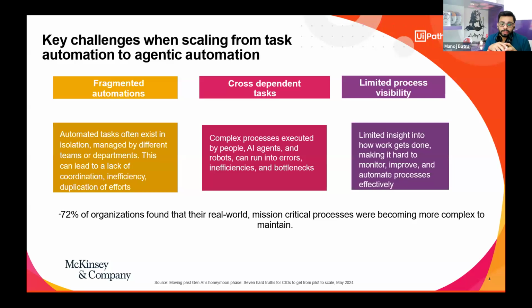Maybe I can give you an example. Imagine a house where each room is built by a different person without talking to each other. In that case, the doors may not be lined up, the plumbing might clash, and that's what fragmented automation looks like in a company.